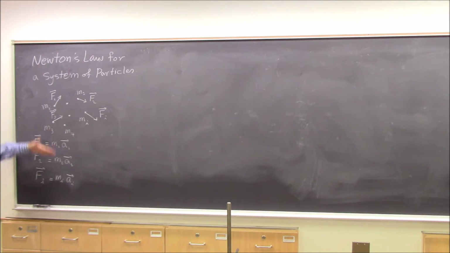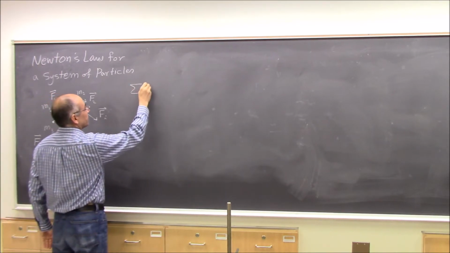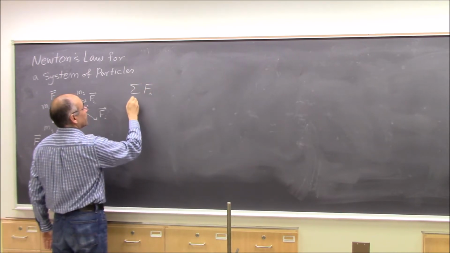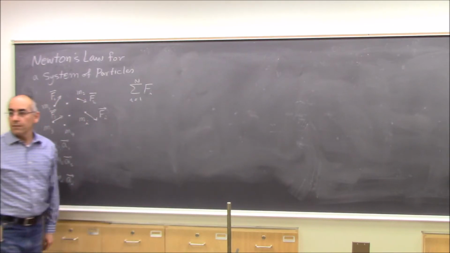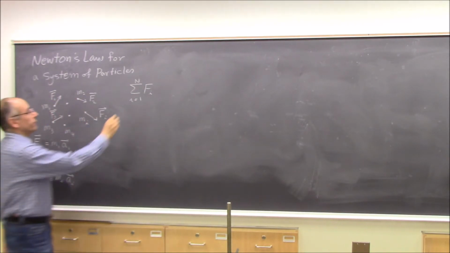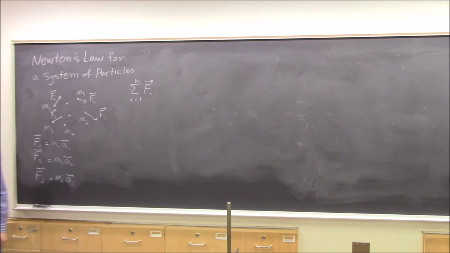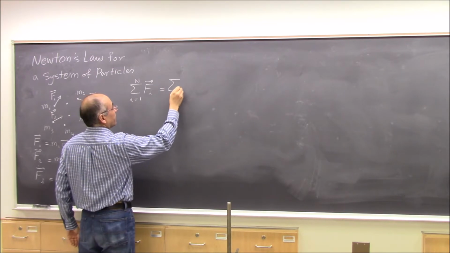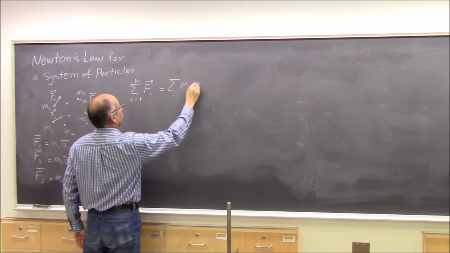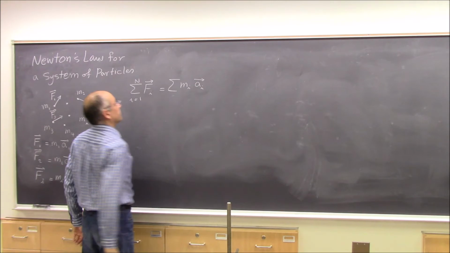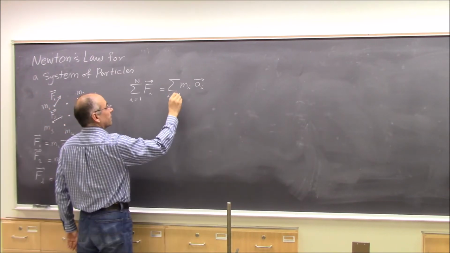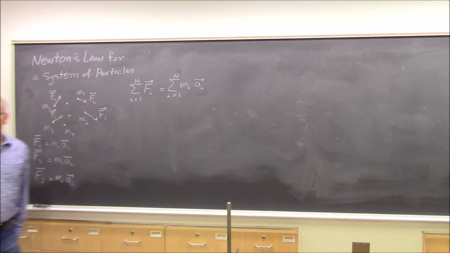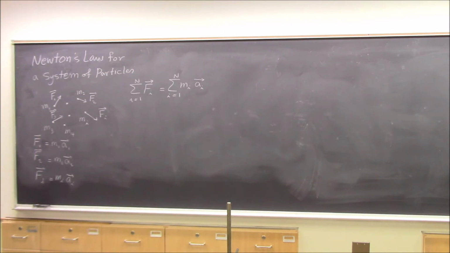And then if we add all of these equations, what do we get? We get all the forces. Is it okay if I use summation? Sum of Fi, i goes from 1 to n. This is the sum of all the forces acting on each one of those, and it's equal to the sum of Mi Ai as a vector, right? i goes from 1 to n. I'm adding all these equations together.